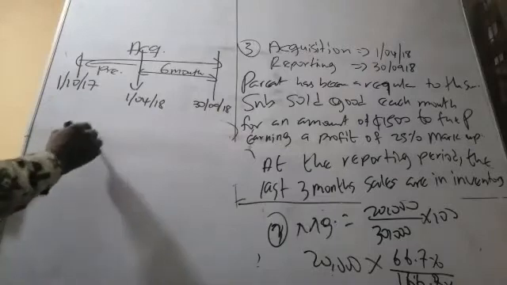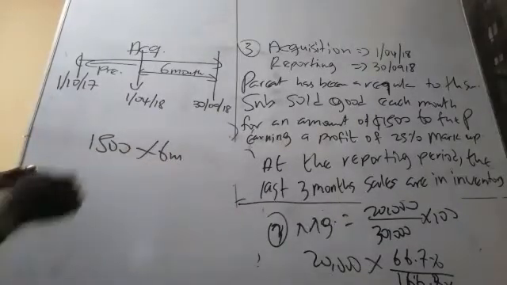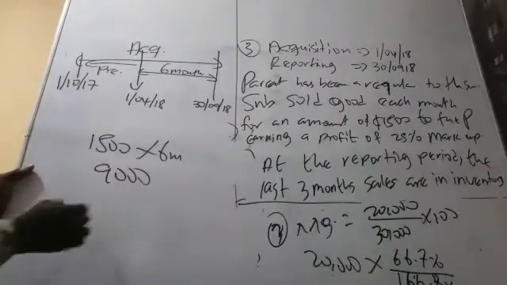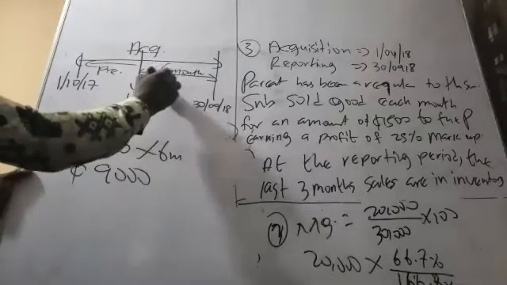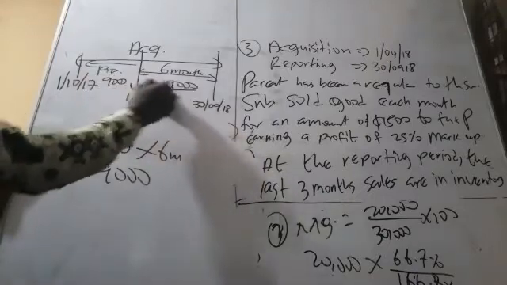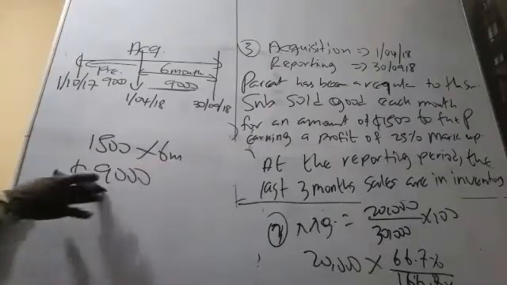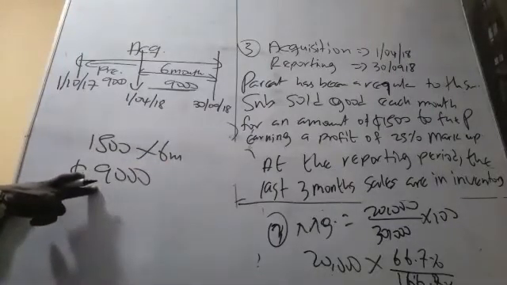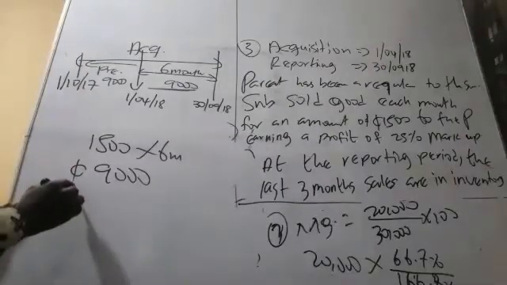So each month is 1,500, right? Times 6 months, so 9,000. That's the total sales that must be eliminated, 9,000. So post-acquisition period, 9,000. Pre-acquisition, 9,000. But we are eliminating what? The post-acquisition period, not the pre-acquisition. Good. That is it. So sales must come down by 9,000. Cost of sales must also go down by what? 9,000. We are done.